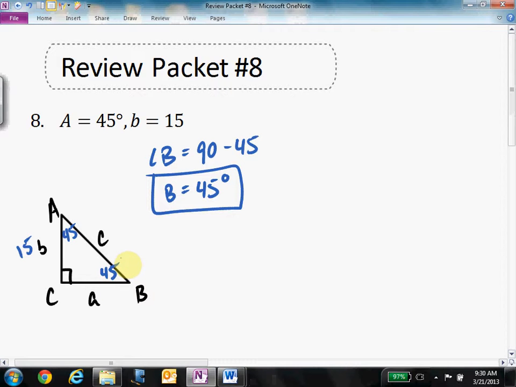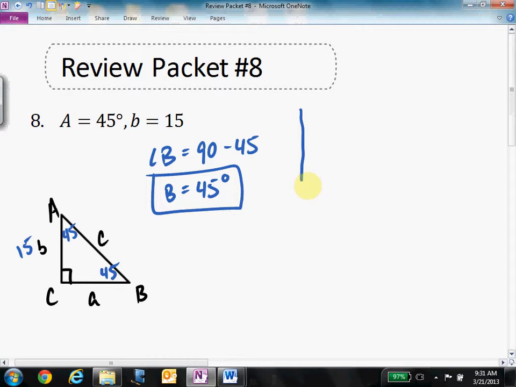I hope you're noticing that you have a 45, 45, 90 triangle, which is a special triangle. And when you have a 45, 45, 90 triangle, you're going to need to give exact answers. Rounding will not be acceptable. And so there's two ways to do that. I'll show you both ways.